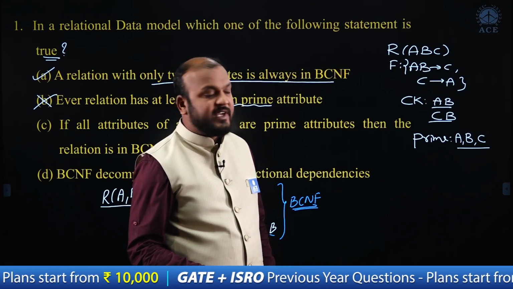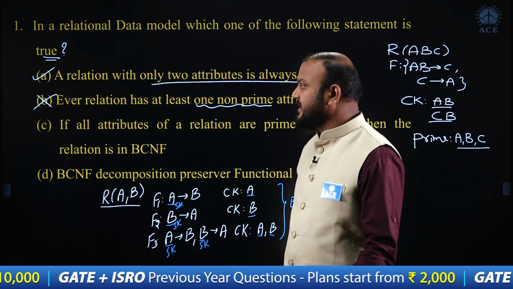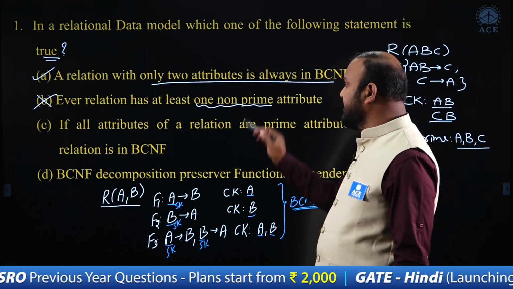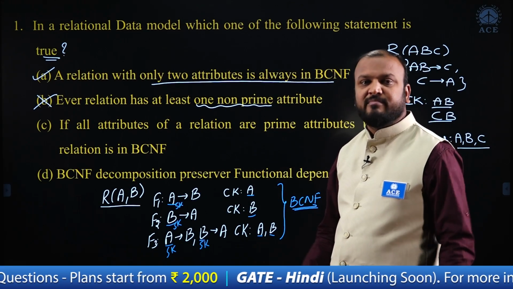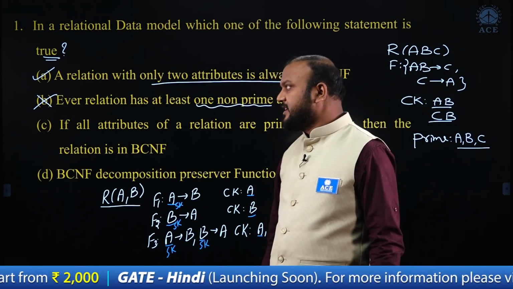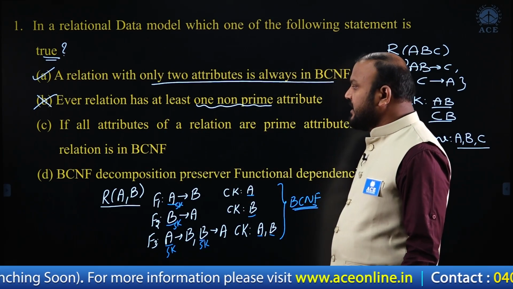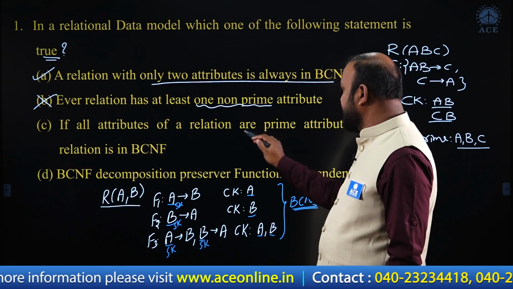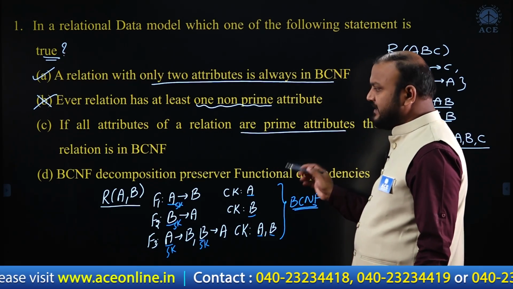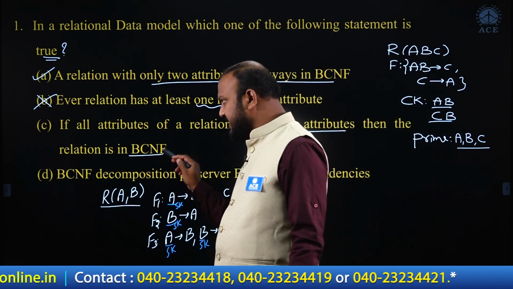We don't have a non-prime attribute, but what is the statement given? Every relation has at least one non-prime attribute. It is not mandatory to have a non-prime attribute. That's why option B is wrong. Look at option C. If all attributes of a relation are prime attributes, then the relation is in BCNF.